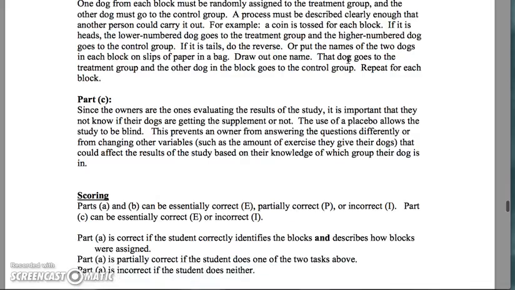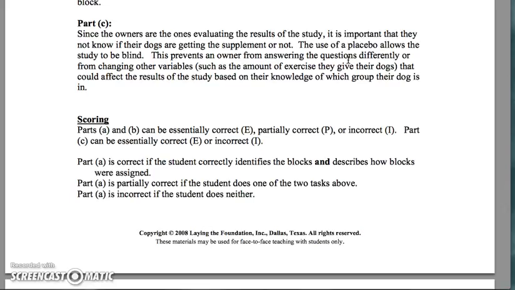Part C. Since the owners are the ones evaluating the results of the study, it is important that they not know if their dogs are getting the supplement or not. The use of a placebo allows the study to be blind. This prevents an owner from answering the questionnaire differently or changing other variables, such as the amount of exercise they give their dog, that could affect the result of the study based on their knowledge of which group their dog is in.